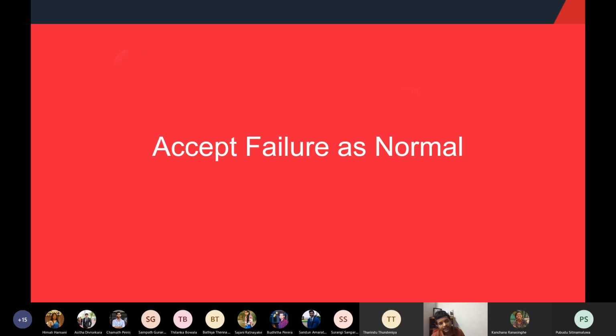The next concept is accepting failure as normal. Let me come up with this scenario. This scenario is actually from Google's SRE book. Say you are working in a data center, where you have all these data servers and network cables, an entire data center, and one person goes to the data center in the morning with a cup of coffee.